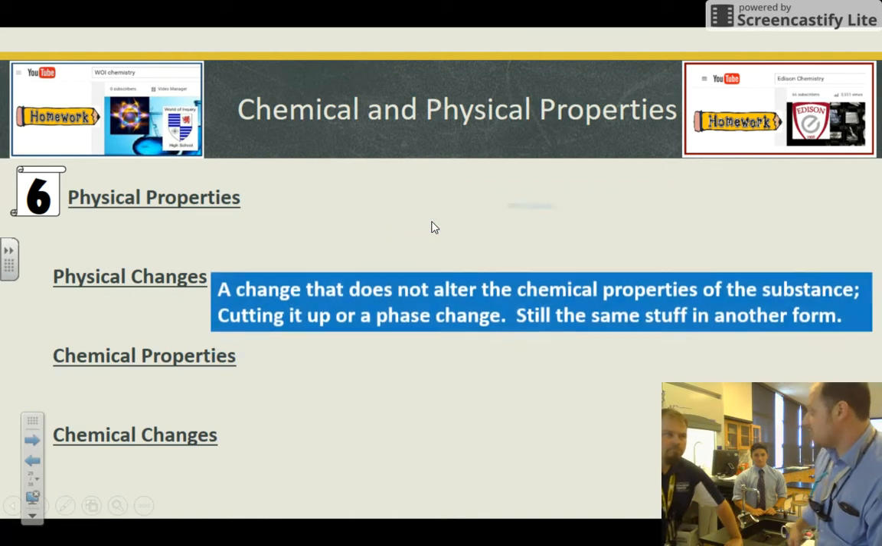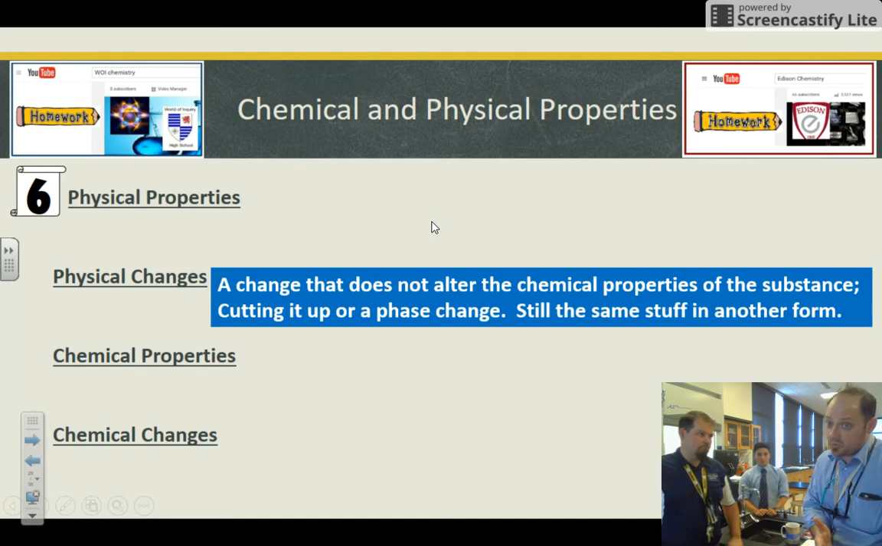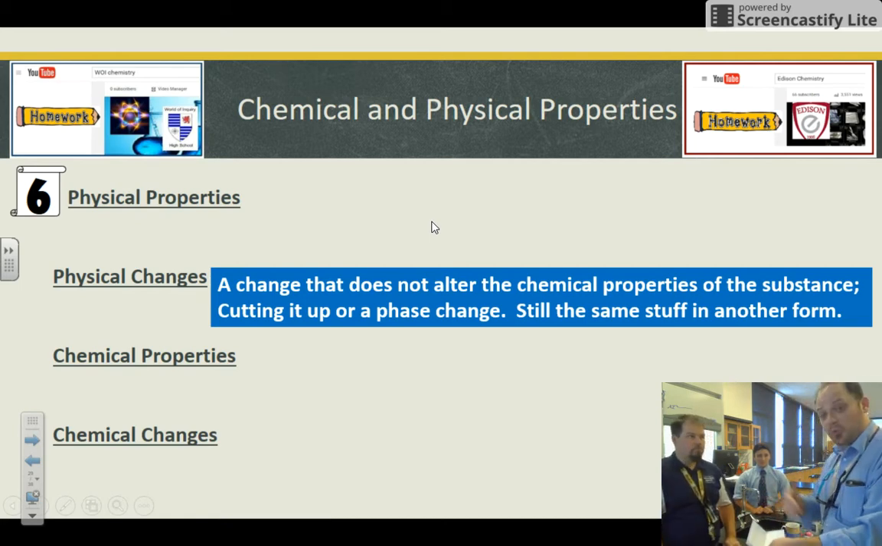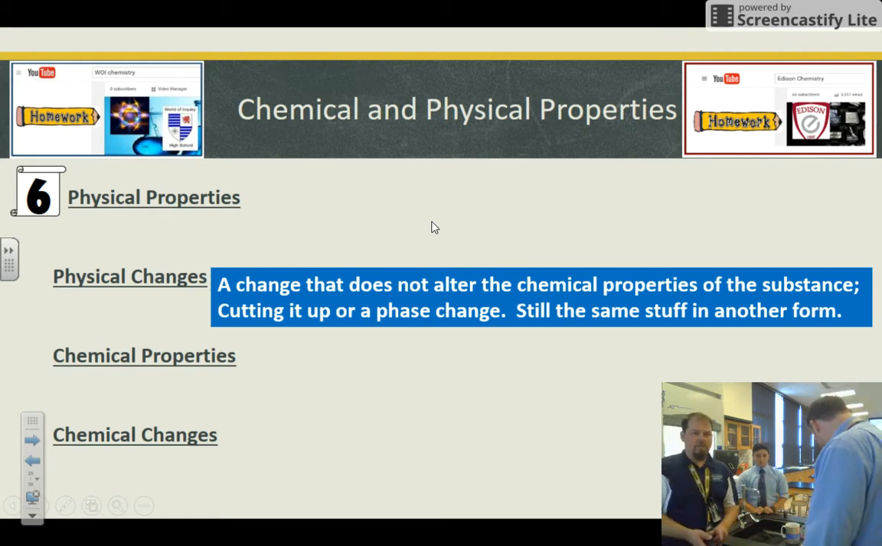Now, physical changes are when a change doesn't alter the chemical properties of the substance, but you still have the same stuff. So if I take a piece of paper, and I'm not going to tear this, but if I tore this, it would still be paper. Both parts would still be paper. So that would be a physical change. The density of each didn't change? No.